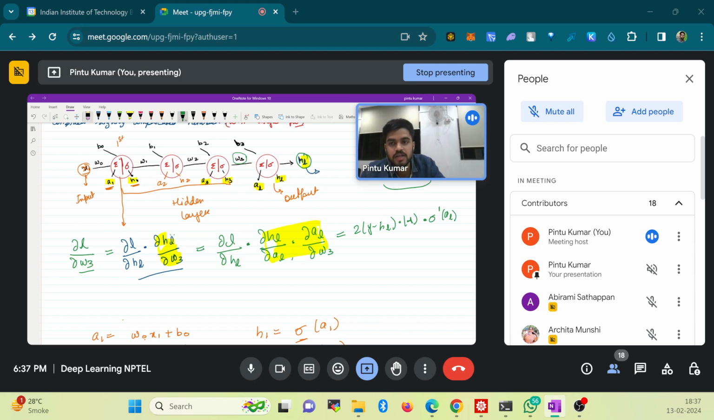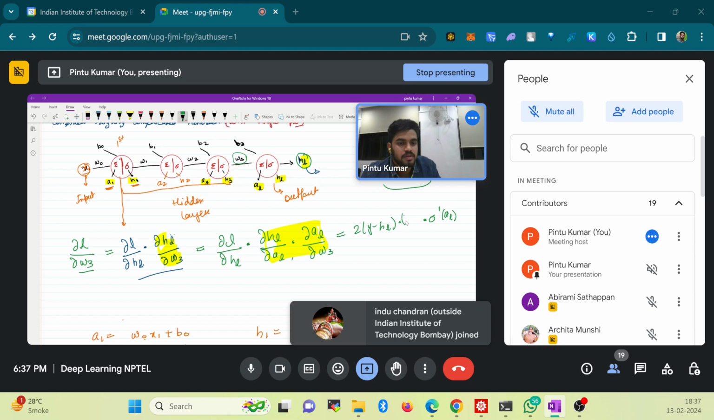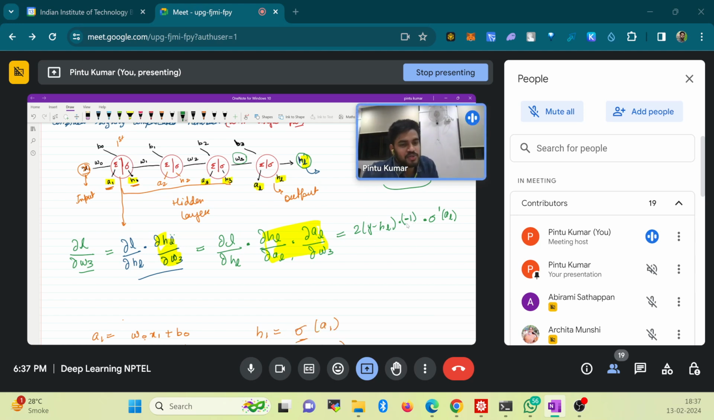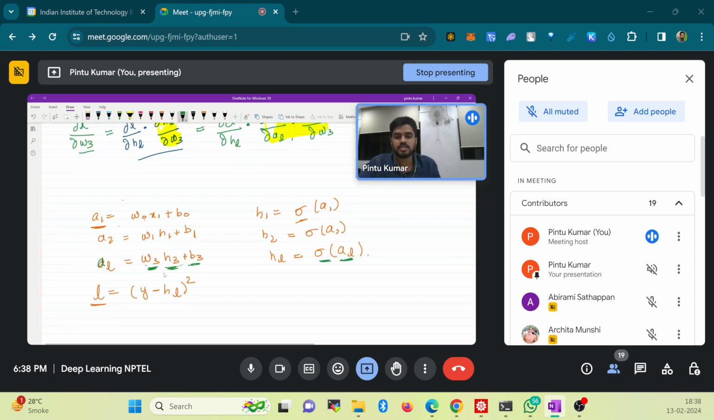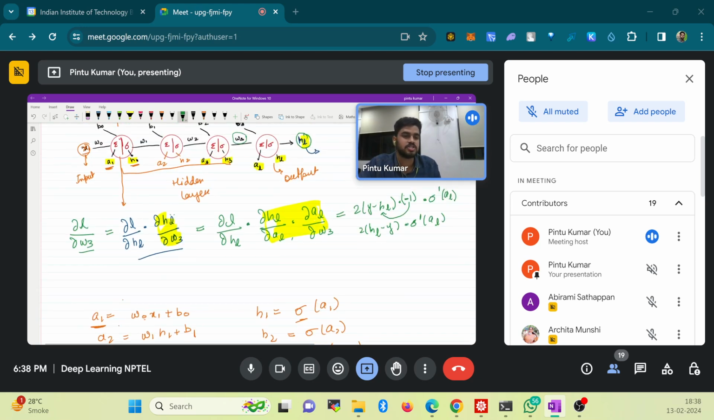I think that is not very clearly visible. So this is the minus 1 that I have included over here. If I take it as y predict minus y true, I'll get only 1, not minus 1, so the value will become positive. So we can multiply this minus 1 over here and then we will get the same thing. Okay. This is again sigma dash of AL. And the last term is, this is W3 H3, so the last term is H3.